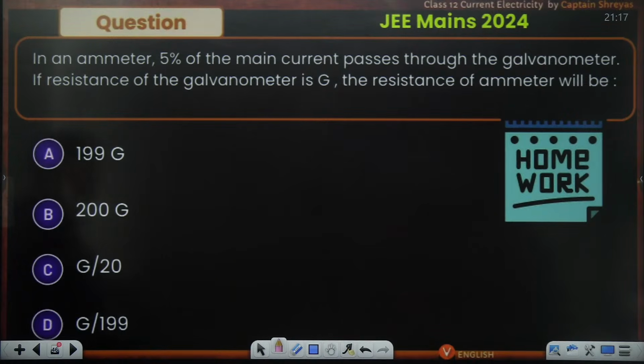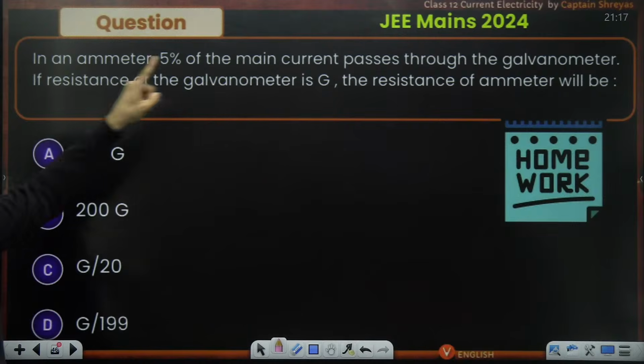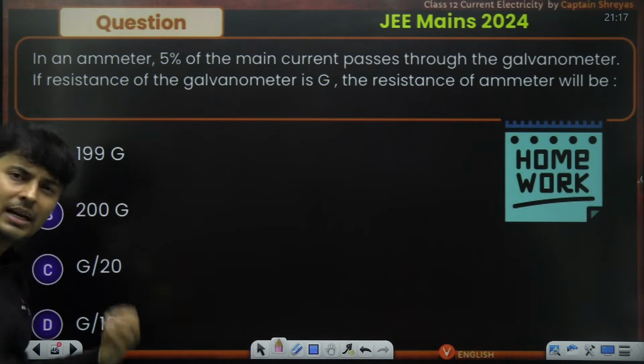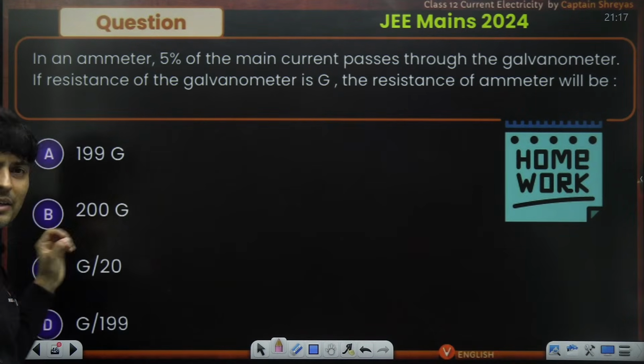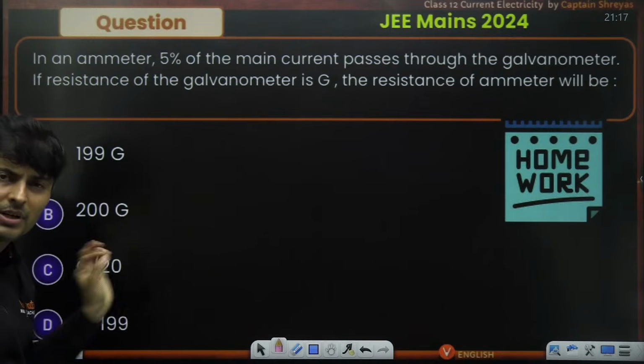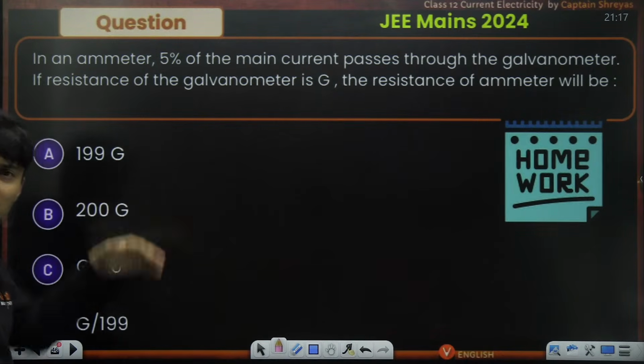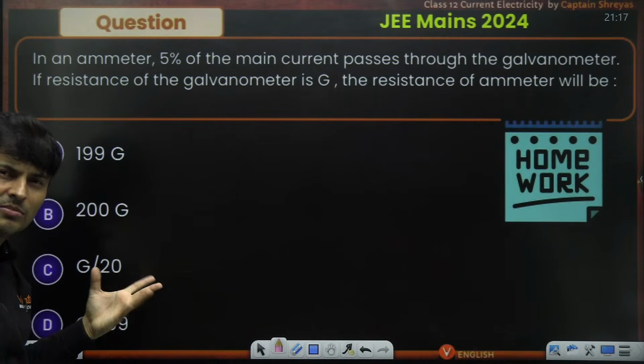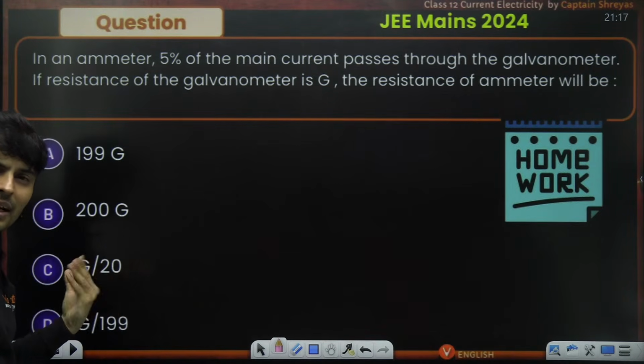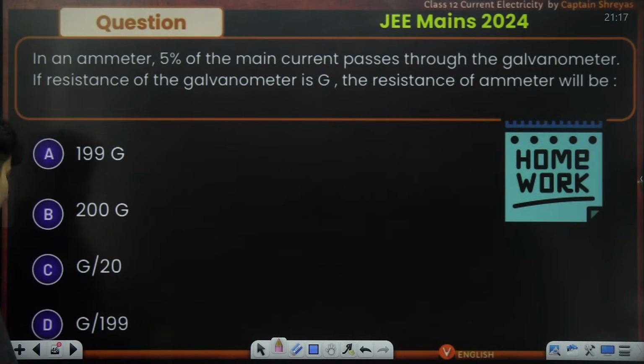If you want 5% of the current to pass through the galvanometer, how much resistance should be there of the galvanometer? What is the total resistance of the ammeter if galvanometer has a resistance of G? Again, solve it like a series parallel. Assume the current to be I. Assume 5% is going through the galvanometer, 95% is going through the shunt. So just assume the variables, solve it like series parallel, you will get the answer.